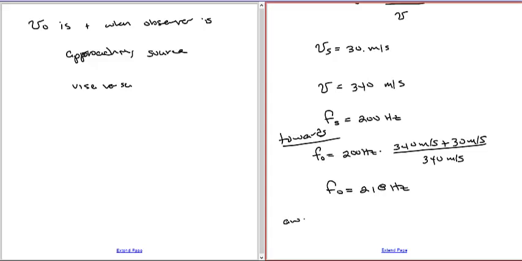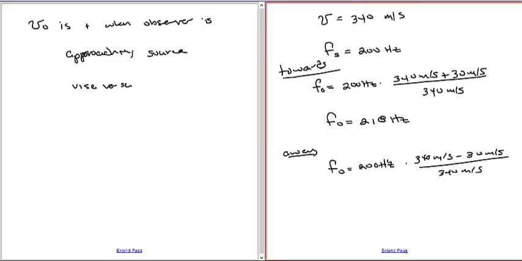And away you would get 200 hertz times 340 meters per second minus 30 meters per second divided by 340 meters per second. So that's 310 divided by 340 times 200, and you get 182. So that's kind of the simplest situation.